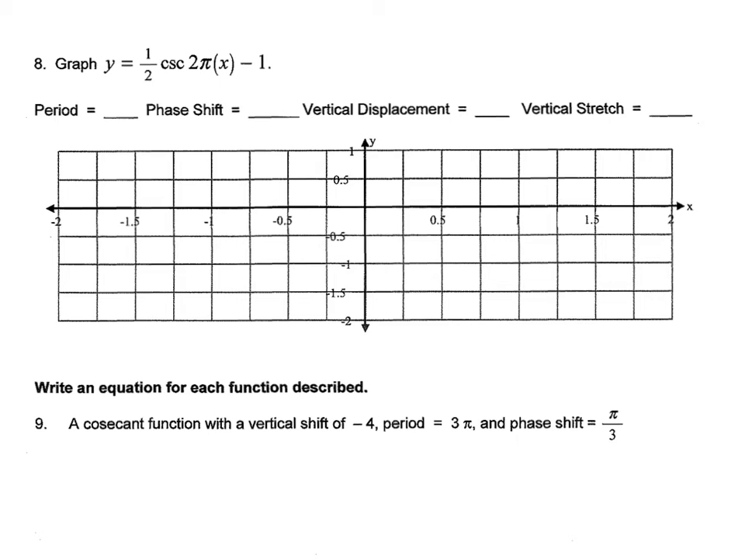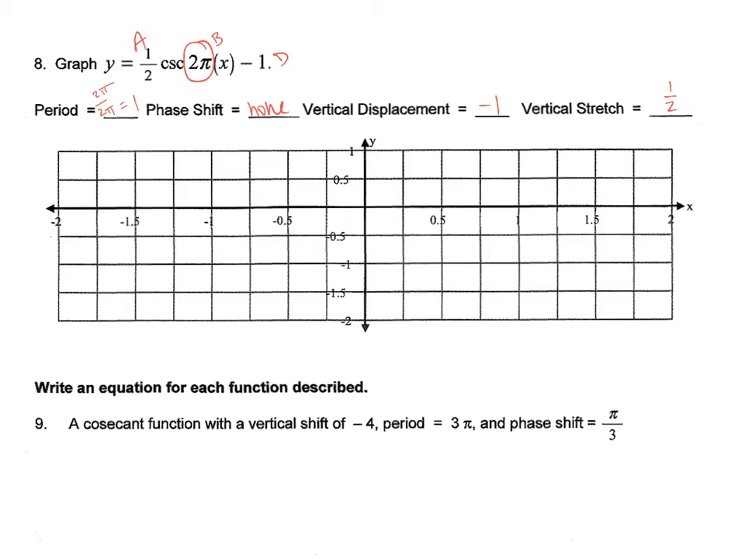Number 8 throws the book at us. Starting with A, we have a vertical stretch, so our new amplitude is 1/2. We have B, so our period is 2 pi divided by 2 pi, or 1. I don't have a phase shift, but I do have a plus D of minus 1, so my vertical displacement is -1.